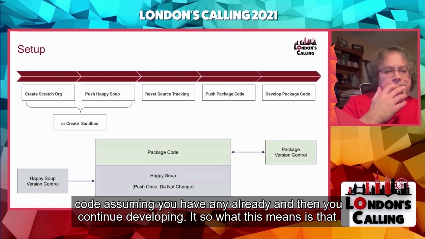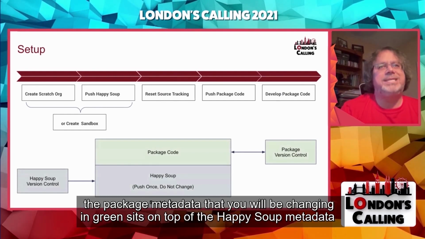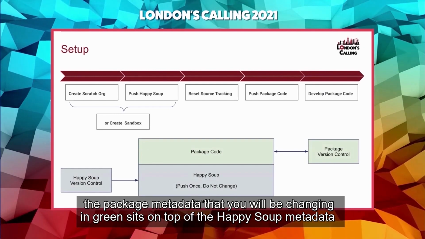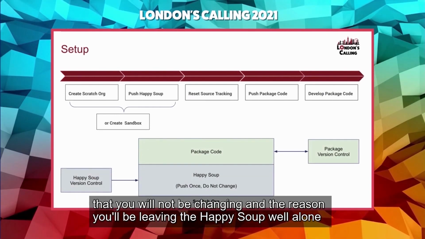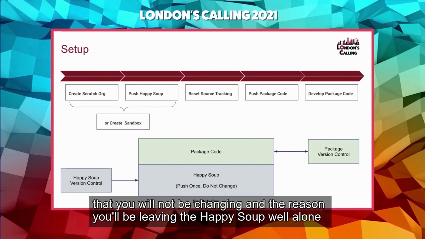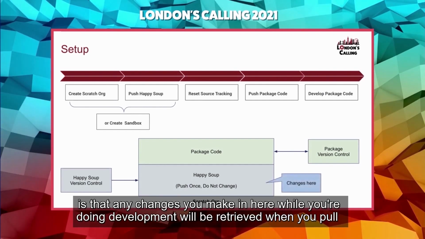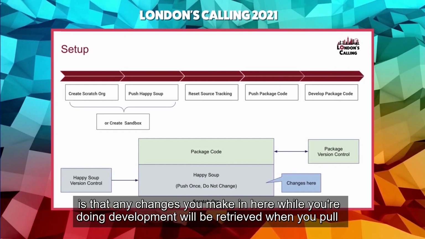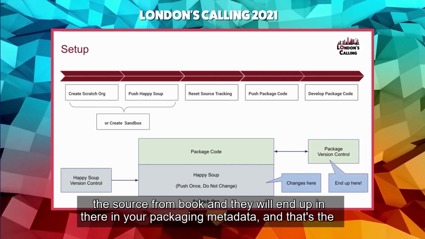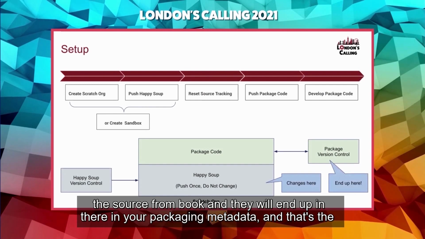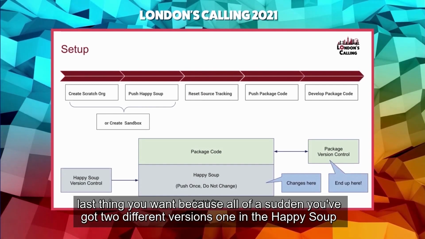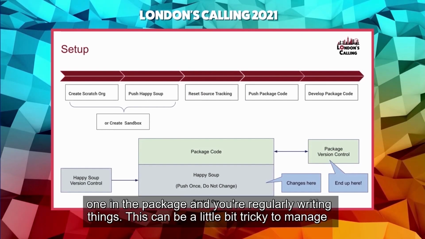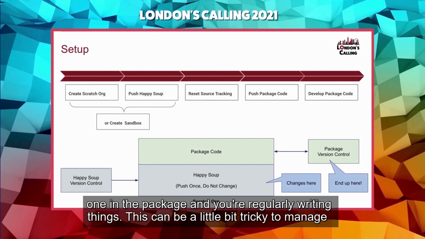So what this means is that the package metadata that you will be changing, in green, sits on top of the Happy Soup metadata that you will not be changing. And the reason you'll be leaving the Happy Soup well alone is that any changes you make in here while you're doing development will be retrieved when you pull the source from the org, and they will end up in your packaging metadata. And that's the last thing you want, because all of a sudden you've got two different versions, one in the Happy Soup, one in the package, and you're regularly overwriting things.